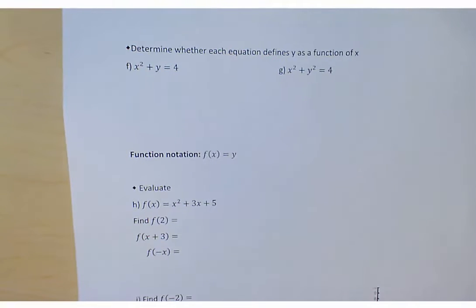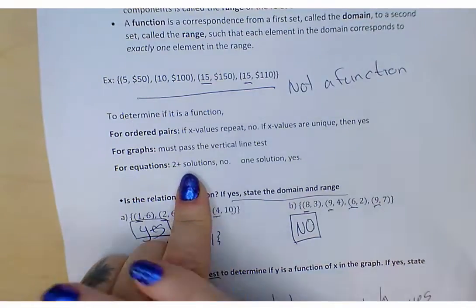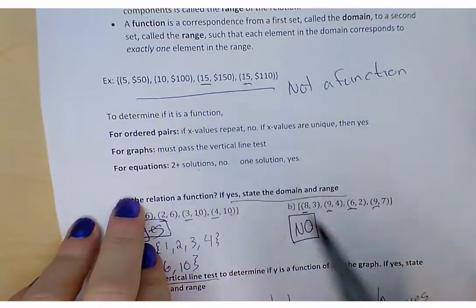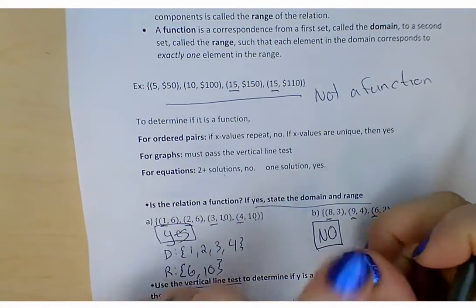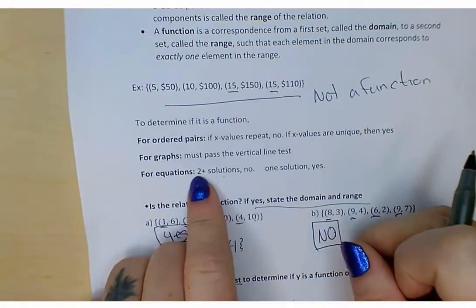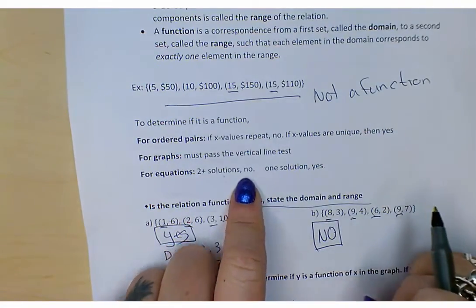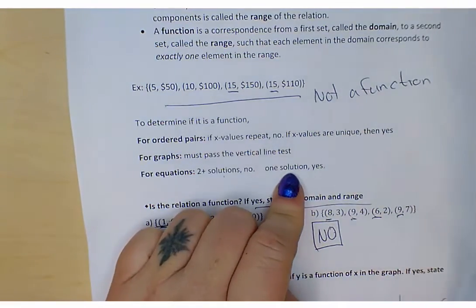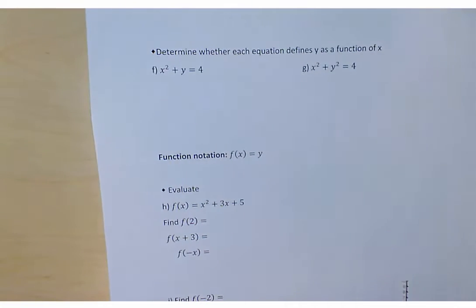Now, in order to determine if an equation is a function here, essentially, in a nutshell, for equations, when solved for y, I should have added that little bit into this here. For equations, when solved for y, if you get 2 or more solutions from that equation, no, it is not a function. If you get one solution, then yes, it is.